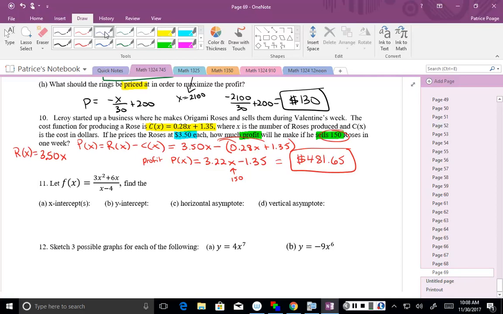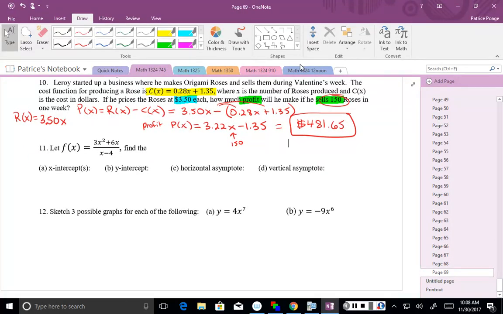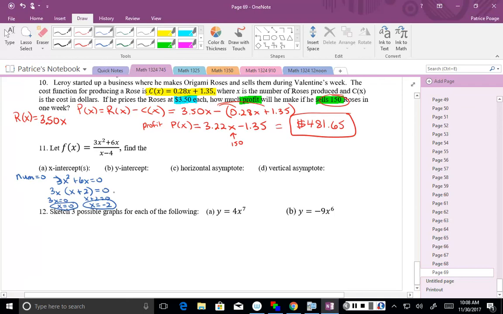Number 11. This is from 10.3. Actually, number 11 and 12 are both from 10.3. To find x-intercepts, that is where we set the numerator equal to 0. And so I'm going to set 3x squared plus 6x equal to 0. I can take a 3x out of both of those. Leaves me with an x plus 2. So I get either 3x equals 0, which means x equals 0, or x plus 2 equals 0, which means x equals negative 2. So I've got two x-intercepts here, one at 0 and one at negative 2.